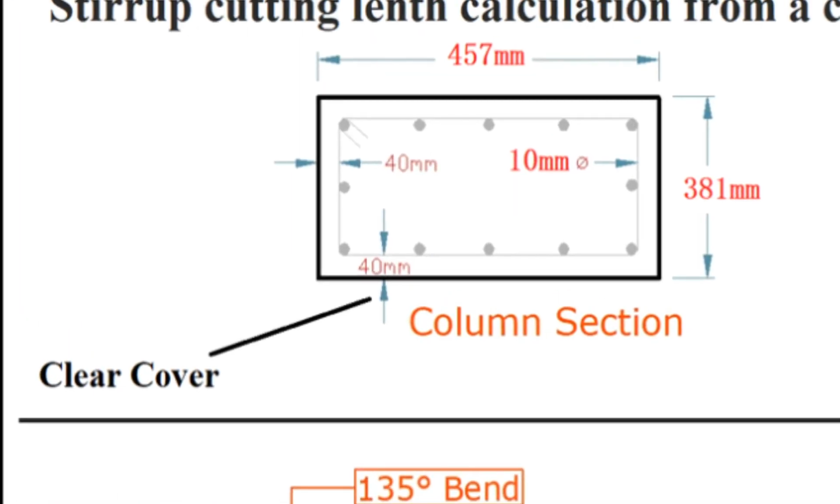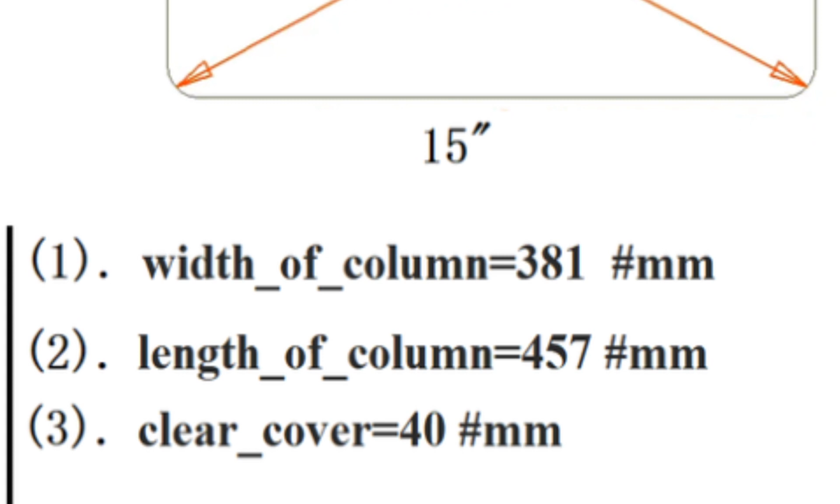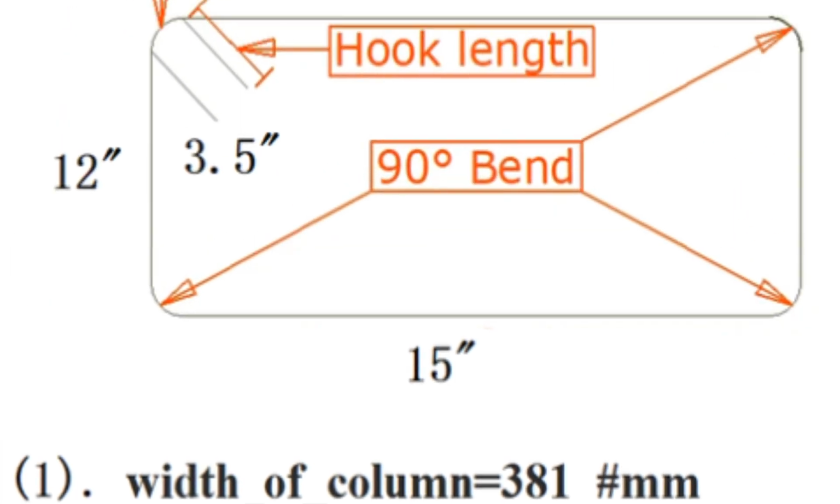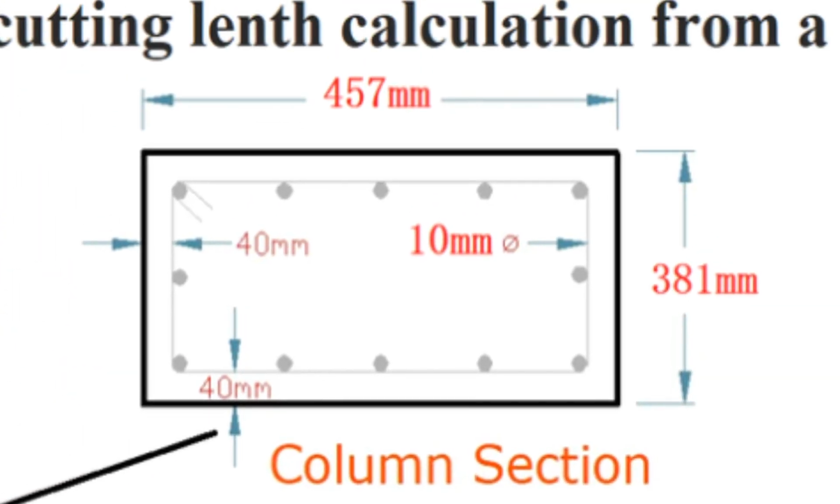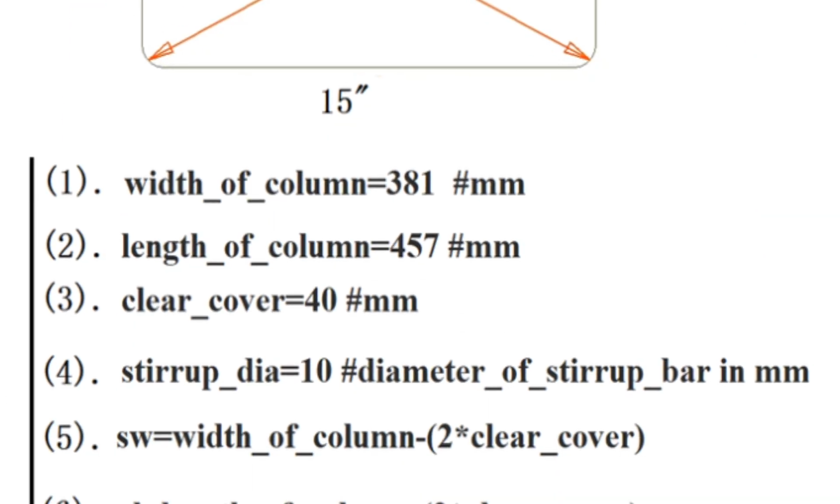In figure A, we see that the width of the column is 381 millimeter, which is given by the black color text in line 1, and then the length of the column is 457 millimeter, which is given by line 2 in the black color text. Then the clear cover is given by line 3 in the black color text and is equal to 40 millimeter, and the diameter of the stirrup is 10 millimeter, which is given in line 4 in the black color text.